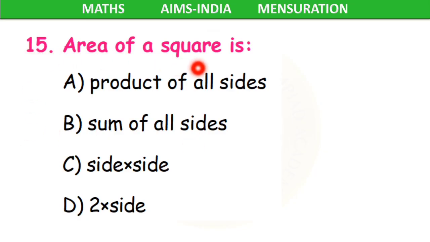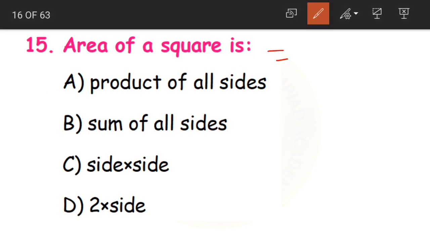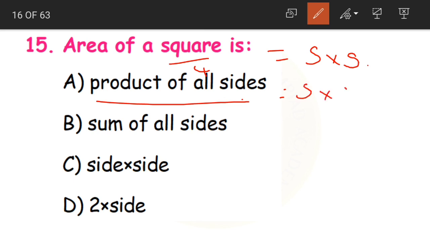Coming to question 15. Area of a square is dash. We already know what is area of a square: side into side. So from the given options, which is the correct one? Product of all sides. All sides means a square has 4 sides, so S into S into S into S. Is this our formula? No. So option A is wrong.